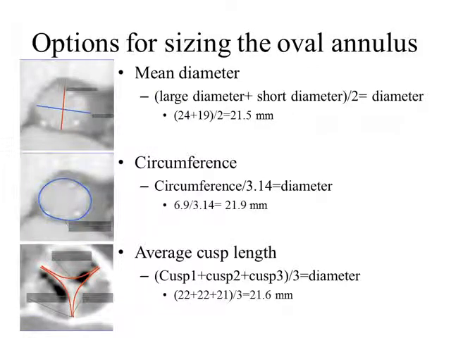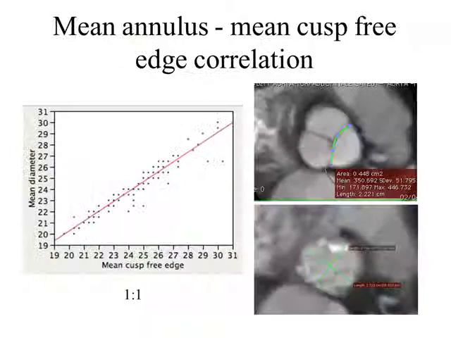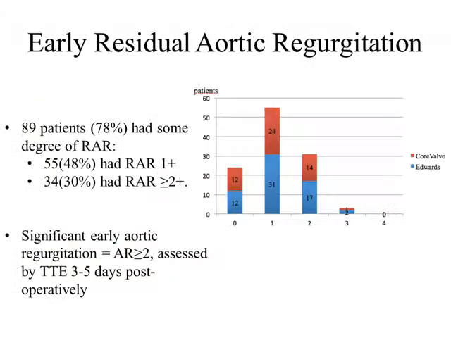There are many options for sizing the aortic annulus. Of course, you could just take the mean diameter, or you can use the circumference, or you can use the average cusp length. This last is a particularly interesting method because we found that it is directly and precisely correlated to the mean diameter with a precise one-to-one ratio. So it could be a very useful tool in all the situations where you have doubts or inconsistencies, you know, some low image quality and other situations.